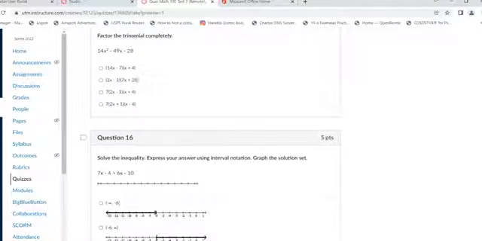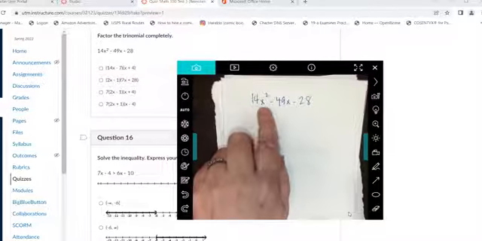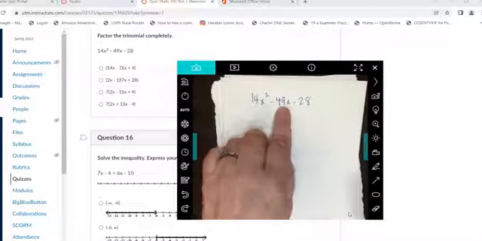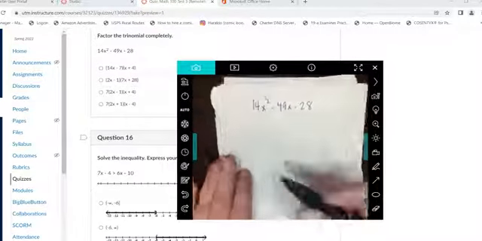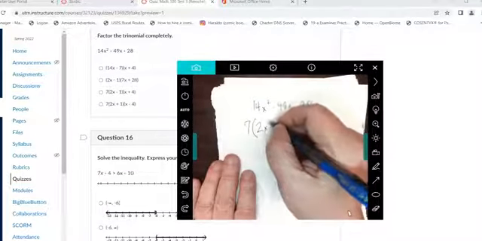Factor that completely. Okay. The first thing we need to do is look for any common factors. So before we try using that hard rule, always look to see if they have any factors in common. 14 is 7 times 2. 49 is 7 times 7. And 28 is 7 times 4. So you can factor out a 7.